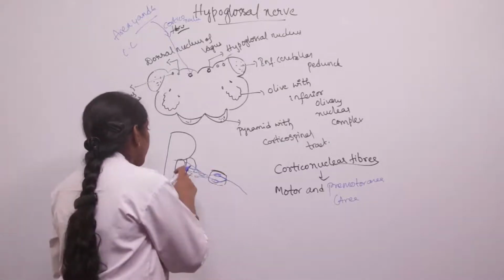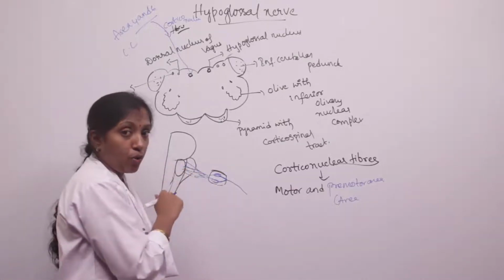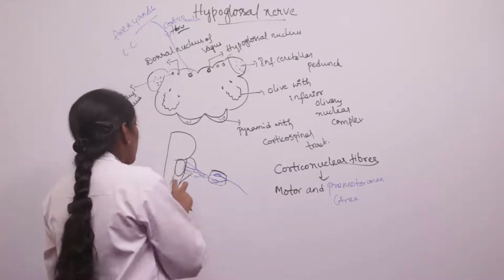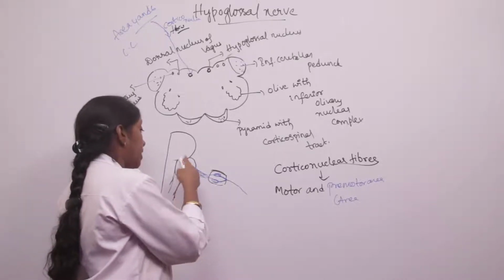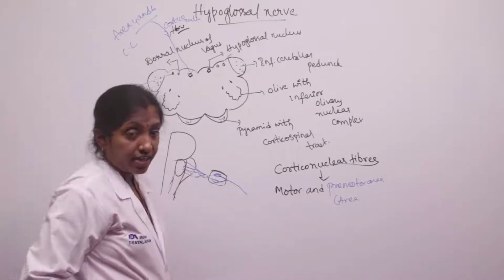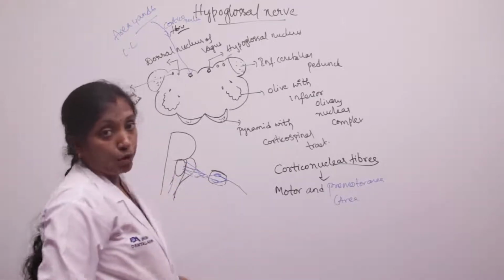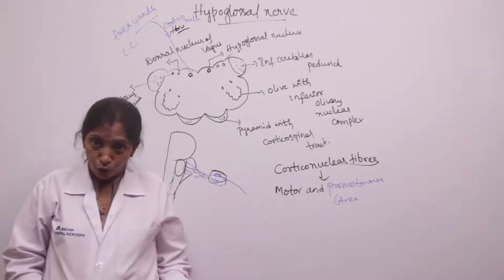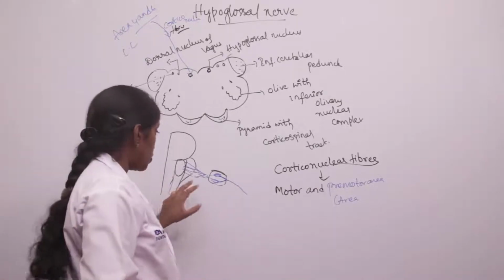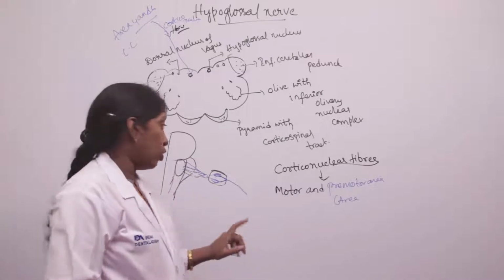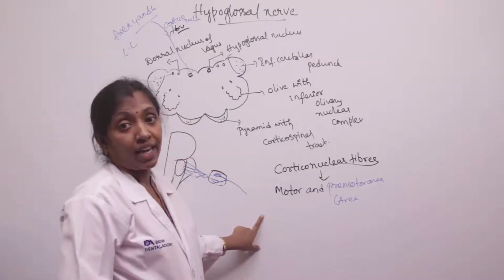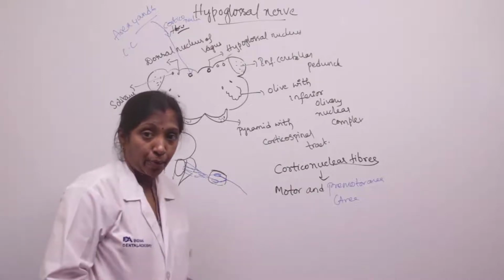Okay, so how do the rootlets come out? The 10 to 15 hypoglossal rootlets come out between the olive and the pyramid in the anterolateral sulcus, and from there they reach the hypoglossal canal, where they are arranged in the form of two bundles, and in the lower part of the hypoglossal canal, they unite to form the trunk of the hypoglossal nerve.